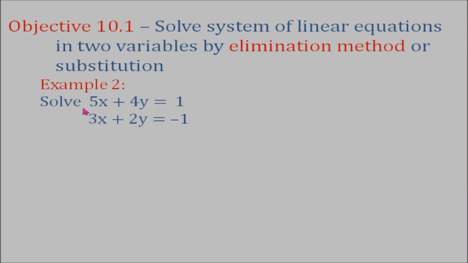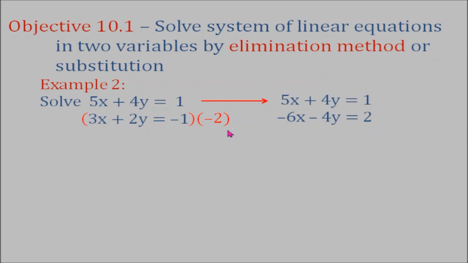Example number 2. Solve 5x plus 4y equals 1 and 3x plus 2y equals -1. So here we need to multiply one of the equations to eliminate a variable. If we are going to eliminate y, we are going to multiply the second equation by -2 so that this 2y will become -4y, and when you add that to +4y, y will be eliminated. So the first equation is still the same. So we have 5x plus 4y equals 1.